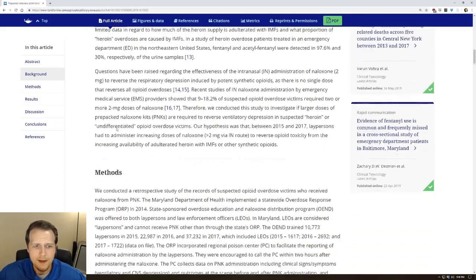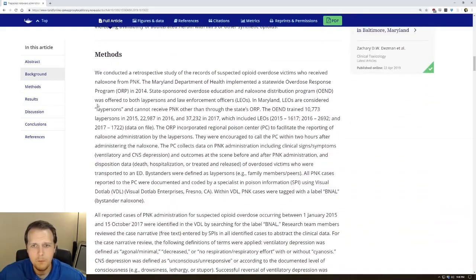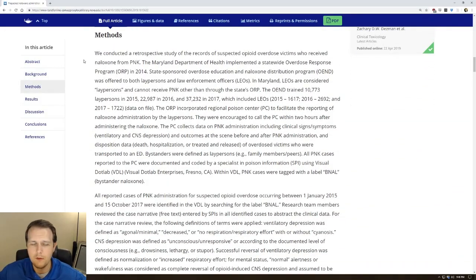So in this case, getting into the methods, most of the time when you're looking at one of these, they get right off the bat saying, okay, we conducted a retrospective study of the records of suspected opioid overdose victims who received naloxone from a pre-packaged naloxone kit. Notice here, oftentimes these sorts of studies will also say where they got their data from, which is important. For instance, here they're looking at the Maryland Department of Health Overdose Response Program.